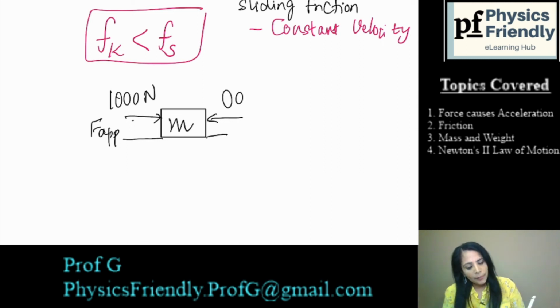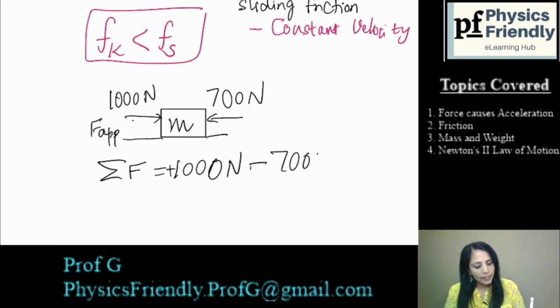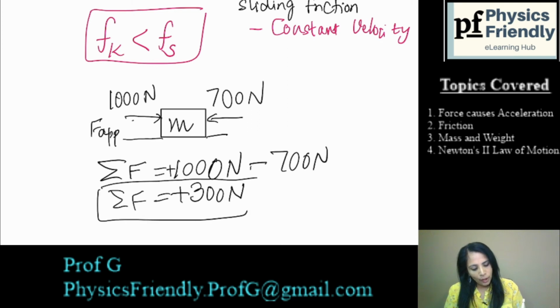Now let's say this is given as 700 Newton. All right, so now if I have to calculate the net force, do you guys remember net force? Net force is the combination of all the forces that's acting on a given object. So that would be 1000 Newton, plus 1000 Newton, because applied force is acting in the positive x direction, minus 700 Newton. So we have our net force equals 300 Newton acting in the positive x direction, hence have that positive symbol there, and this is your net force for the given object.